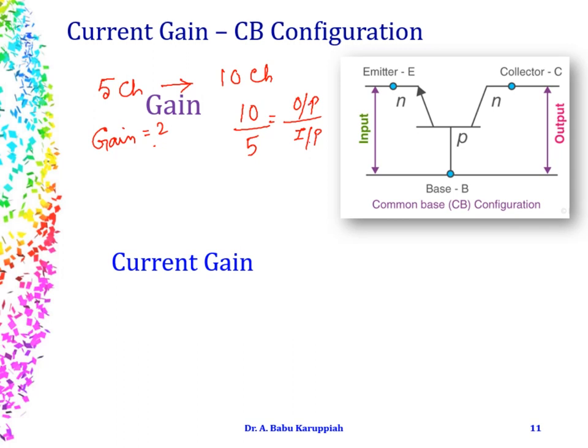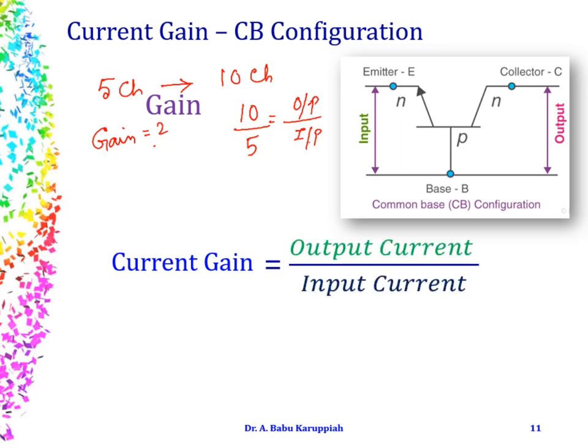Now we will try to get what a current gain is. Current gain is output current divided by input current. And for a common base configuration, the output current is your collector current and your input current is your emitter current. And how do you write the equation now? The equation now is written as IC by IE and the current gain of a common base configuration is given by alpha. So alpha is equal to IC by IE. This is a very important expression that we will have in our mind.